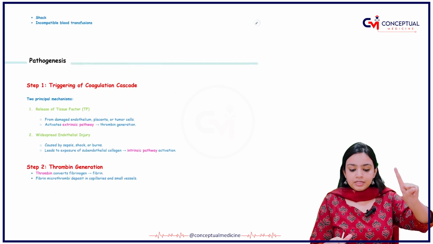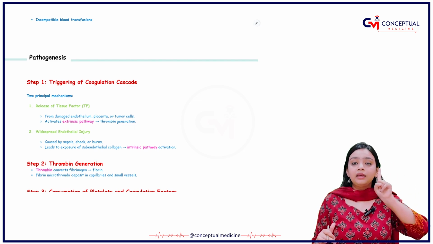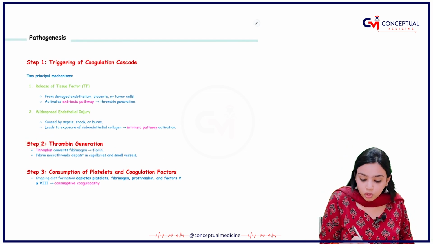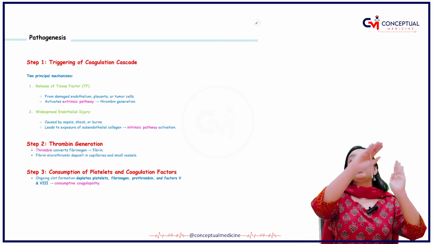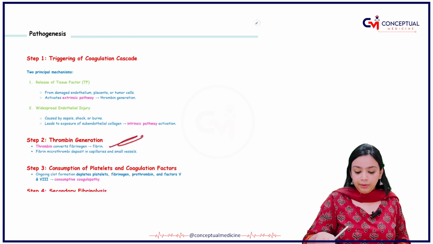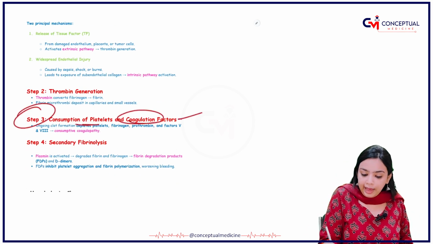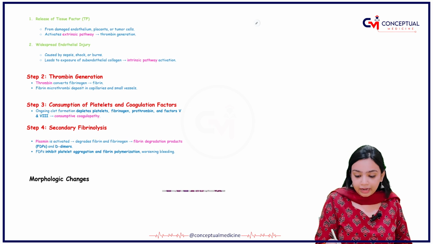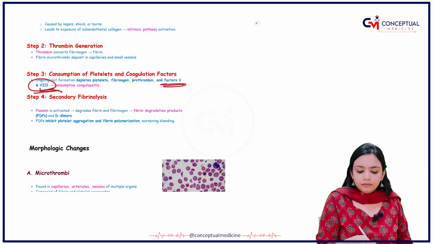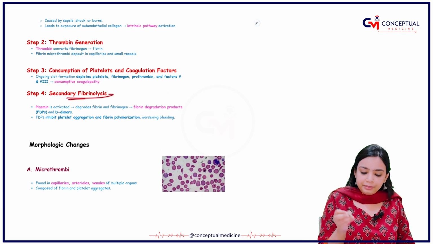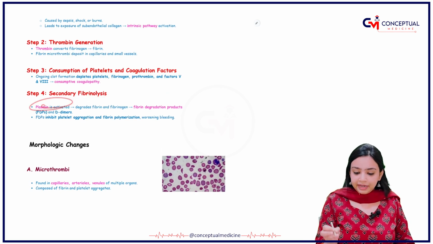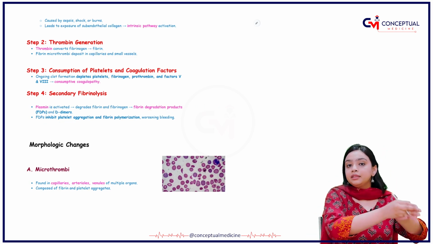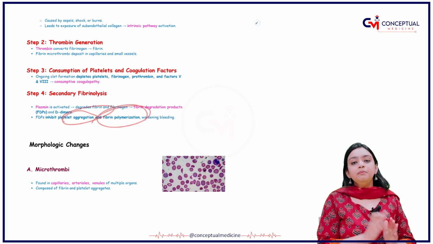Okay, step 2. What was step 1? When there is a trigger to your coagulation cascade. Step 2, when there is thrombin generation. Now this thrombin converts fibrinogen, which finally gets converted into fibrin. Okay, step 3 is consumption of platelets and coagulation factors. Now there is consumptive coagulopathy of factor 5 and factor 8. Okay. In step 4, there is secondary fibrinolysis. This means the plasmin is activated. Now there is fibrin degradation, as a result of which platelet aggregation and fibrin polymerization are inhibited.